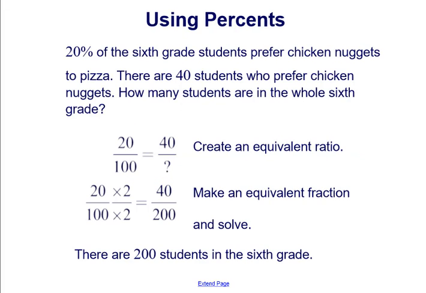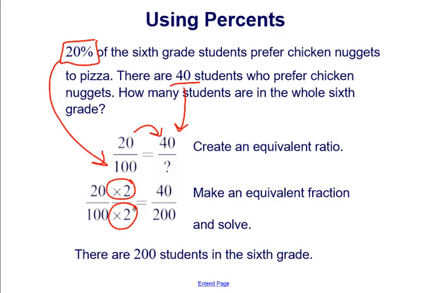So to set this up, you would first create an equivalent ratio. That 20% is written as 20 over 100. And then the 40 students is now the numerator of the fraction, where the unknown is the total number of students in 6th grade. We're then looking at the relationship of the numerators, where 20 to 40 is multiplied by 2. So we can make that equivalent fraction and solve for that missing unknown by multiplying the denominator of 100 by 2 to get that there are a total of 200 students in the 6th grade.